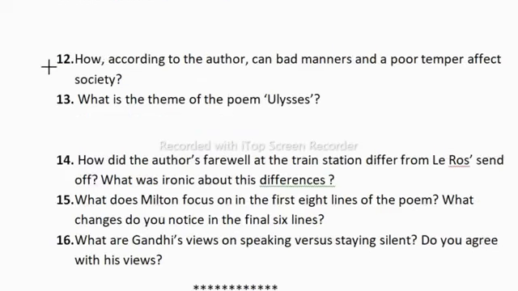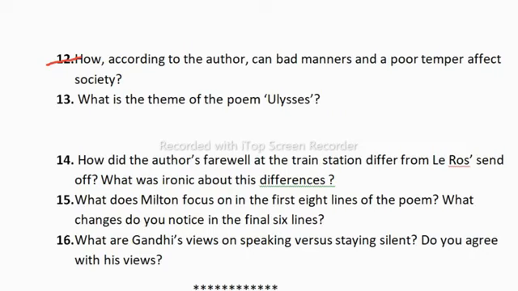Now students, the 12th question: how, according to the author, can bad manners and poor temper affect the society? This question is from the second unit, the prose On Saying Please, which is written by A.G. Gardiner. Here A.G. Gardiner examines politeness as a critical and necessary characteristic of civil society. Politeness, he claims, is what keeps civilized man's social life properly lubricated and friction free.